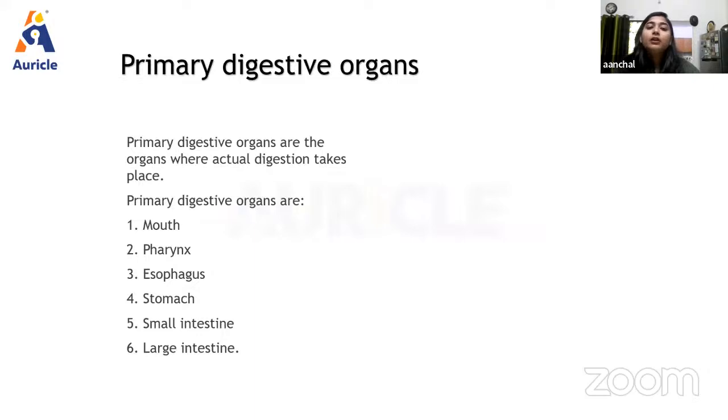So first we have the primary digestive organs. These are the organs where actual digestion takes place, meaning they are directly involved. The primary digestive organs are the mouth, pharynx, esophagus, stomach, small intestine, and large intestine. The mouth is the space between the lips externally and the teeth and gums internally. The mouth is also known as the oral cavity. This is the area which contains teeth, tongue, and saliva.